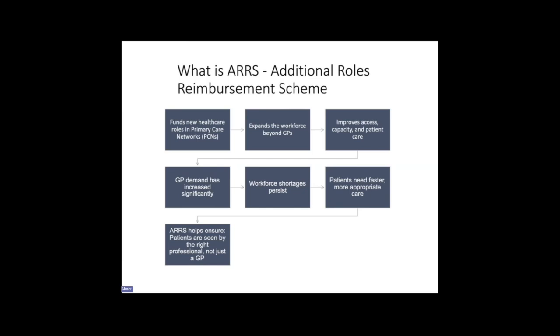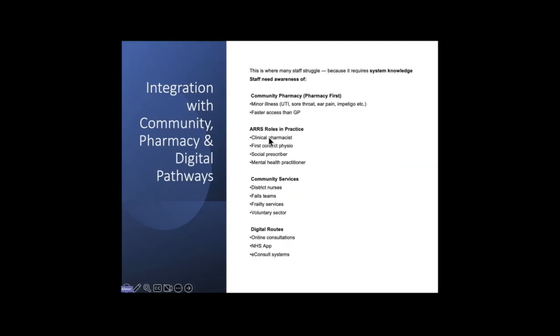Okay. So this is where the additional roles reimbursement scheme comes in, and this is why there's been this big push to have all these different professionals in to support healthcare. Now there's reimbursement if you're employing paramedics and pharmacists and physiotherapists. Basically, it's about managing the GP demand. And so the ARRS roles in practice are your pharmacist, your physio, your social prescriber, your mental health nurse, a practitioner.